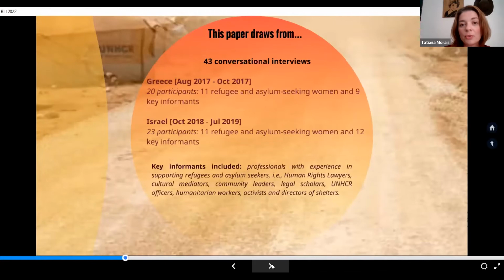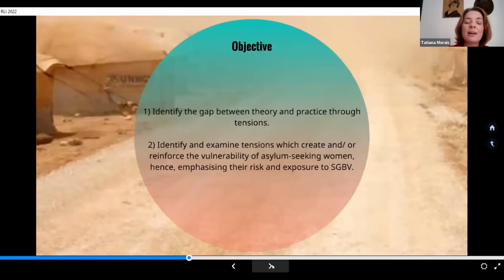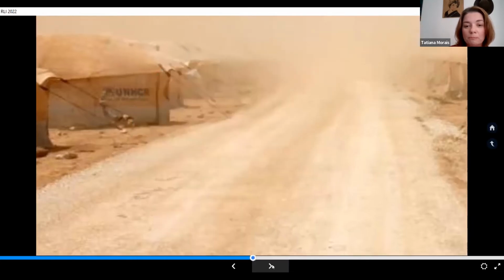More precisely, 43 conversational interviews with refugee and asylum-seeking women and with key informants. So without further ado, regarding this paper, the objective is to identify the gap between theory and practice through tensions, and also to identify and examine tensions which create or reinforce the vulnerability of asylum-seeking women, hence emphasizing their risk and exposure to SGBV.